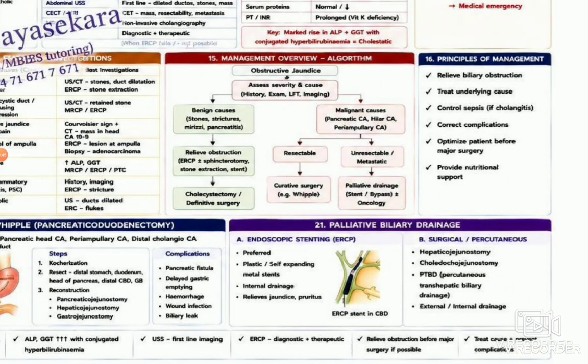We go for ERCP stenting. So ERCP stenting is commonly performed. The stent keeps the biliary pathway open, allowing the bile drainage. This improves the jaundice, pruritus, appetite, and liver function. PTBD, percutaneous transhepatic biliary drainage. If ERCP cannot be performed, PTBD may be used.